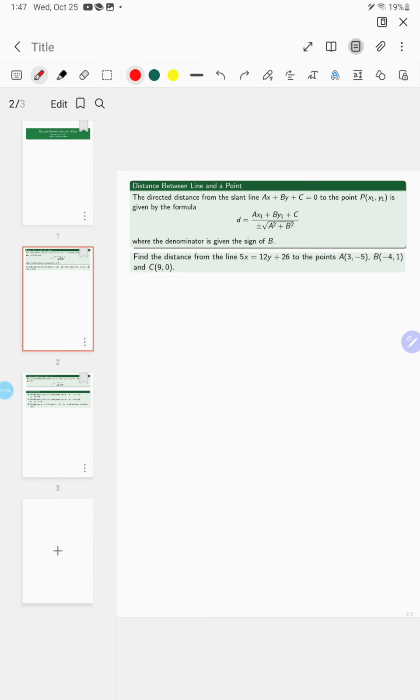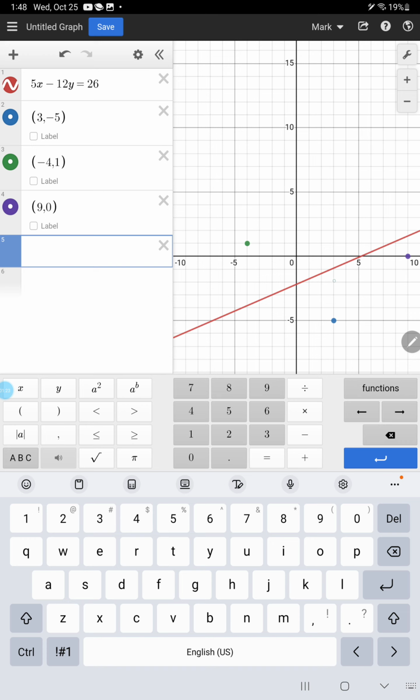So now let's take a look at this example. Here, find the distance from the line 5x equals 12y plus 26 to the points A, B, and C. I'll put it in green. As shown, this is 5x minus 12y equals 26. This color blue here is 3, negative 5, as you can see here. This is negative 4, 1, and this is 9, 0.